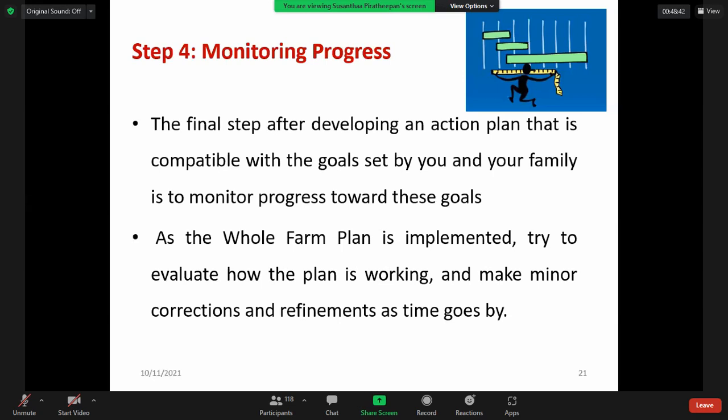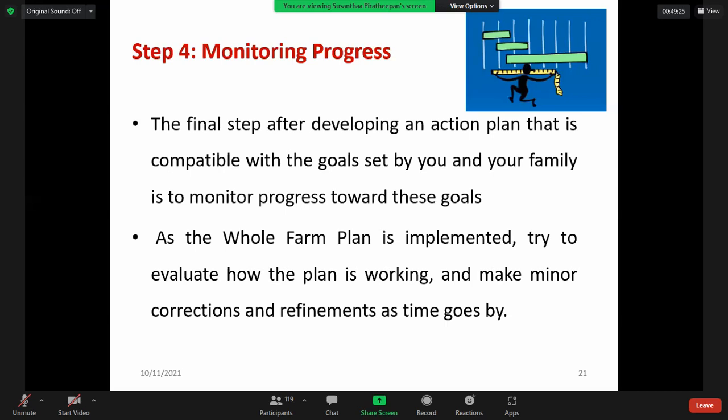The final step, after developing an action plan that is compatible with the goals set by you and your family, is the monitoring process toward the goal. You and your family developed an action plan with your goals, then you implement those things in the system and you want to monitor the process. After implementing this farm plan, you try to evaluate how the plan is working, and you can make minor corrections and refinements as time goes by.